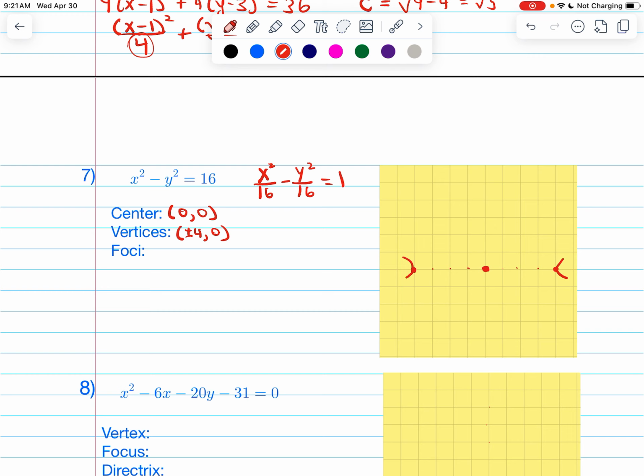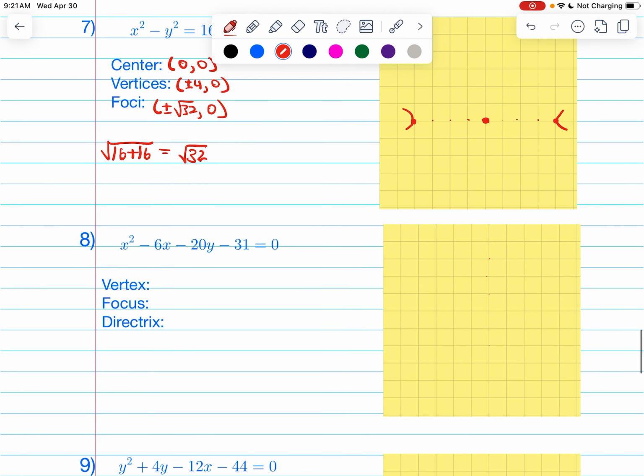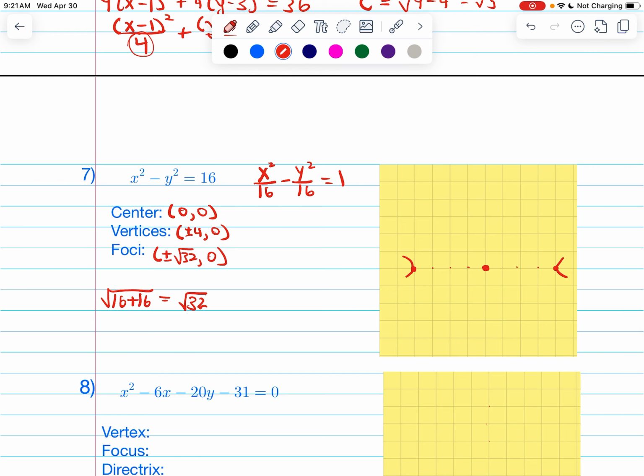So it's going to look something like this. And then the foci, that's going to be plus or minus, well, look, we've got 16 plus 16. That's the square root of 32. So plus or minus square root of 32, comma 0. There we go. Okay, and it all came from the origin there.